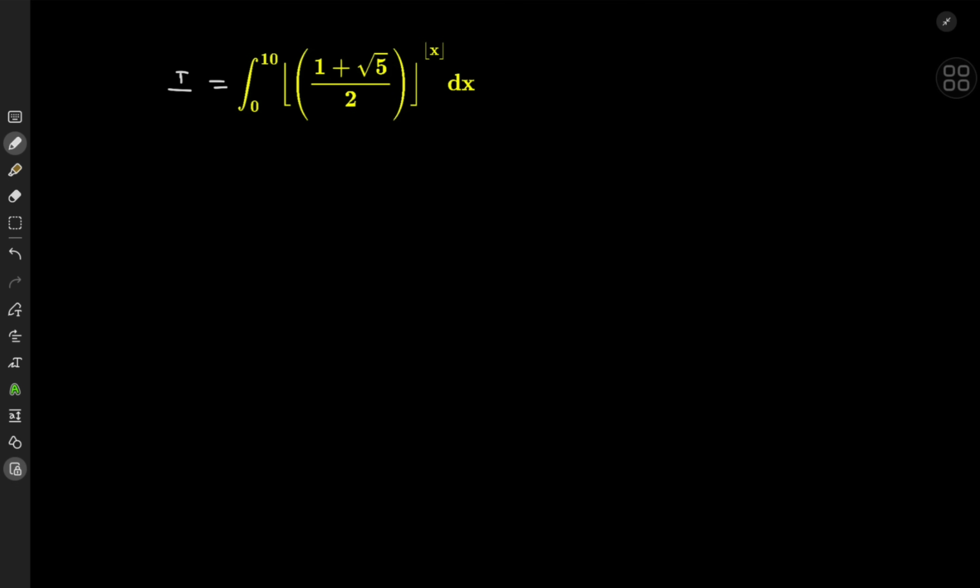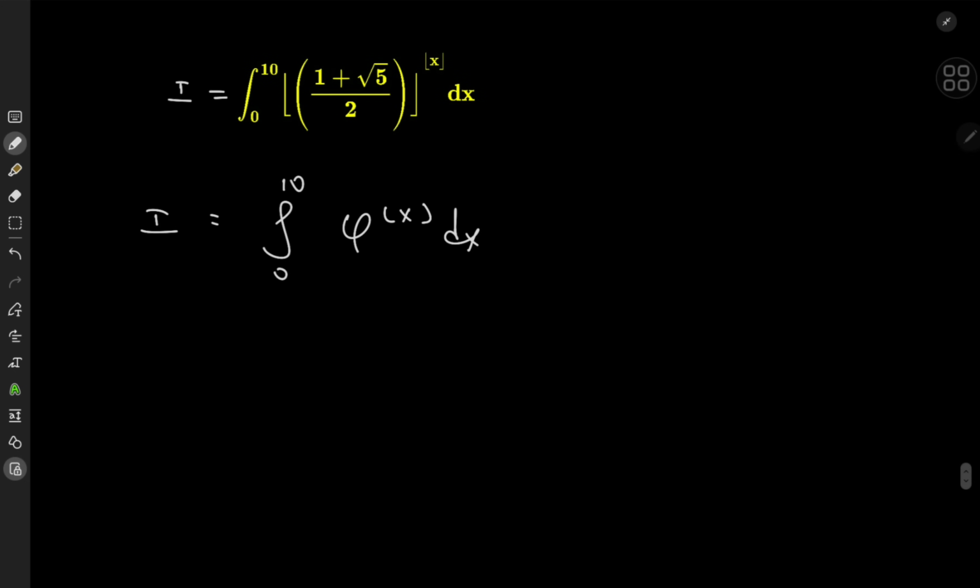1 plus root 5 over 2 is, of course, the golden ratio, phi. So we have integral 0 to 10, terribly sorry about that, phi to the floor of x dx. So we have a finite interval of integration, and this problem is relatively straightforward. We can express this as a sum over n from 0 to 9 of the integrals from n to n plus 1 of phi to the, you guessed it, n dx.